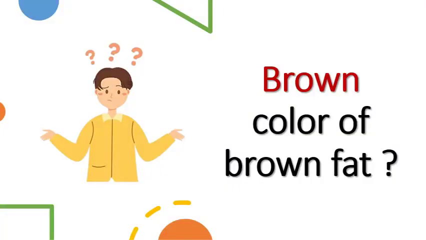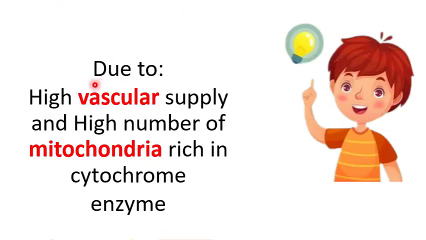So why is brown fat brown? What's the cause of the brown color of brown fat? Because brown fat has a high vascular supply and a high number of mitochondria rich in cytochrome enzymes. So brown fat is brown in color due to high vascular supply and high number of mitochondria rich in cytochrome enzymes. This is responsible for the brown color of the multilocular fat.